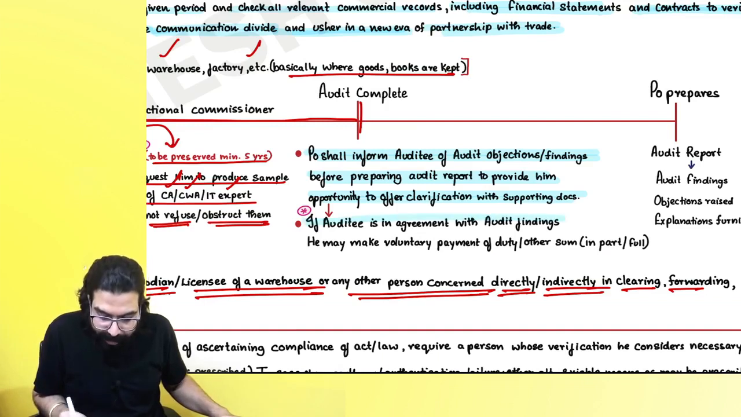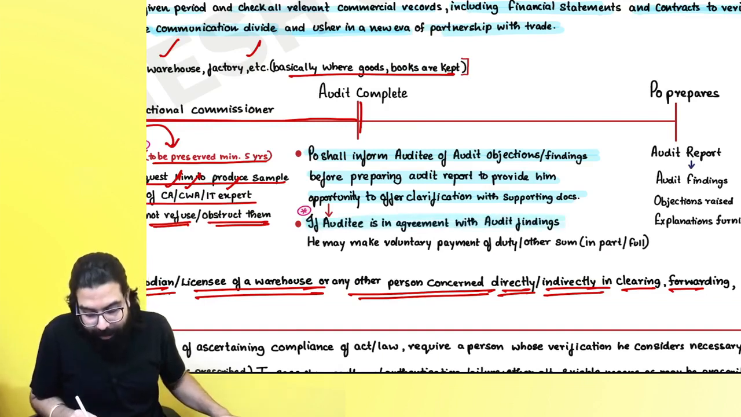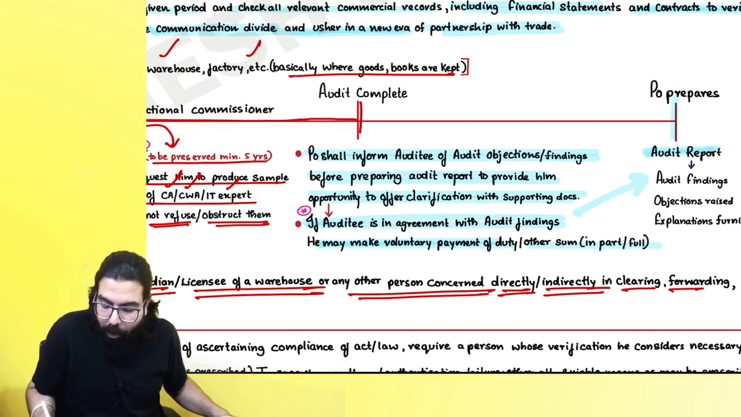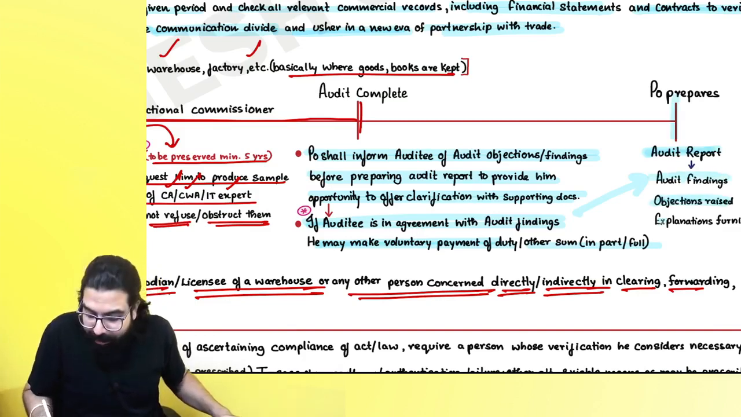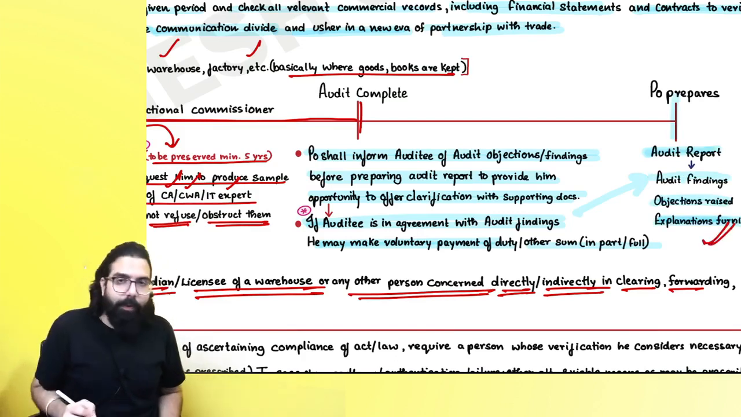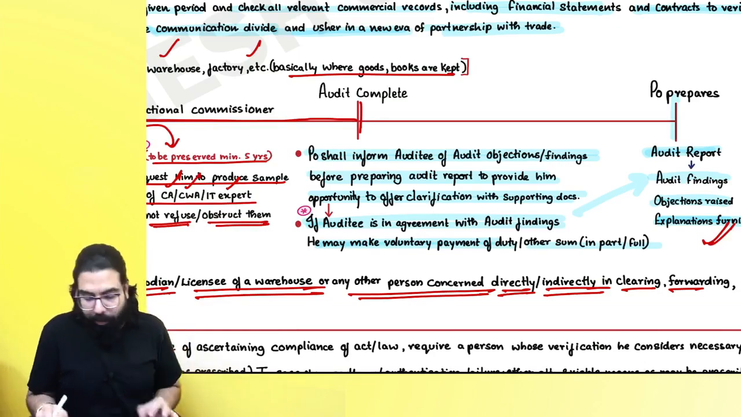Now, if the auditee is in agreement with the audit findings and you make a voluntary payment of the duty or any other sum, in part or full, whatever you do, he will now prepare the audit report, where in the audit findings he will record these are the objections I raised, this was the explanation which was given, all these details in the audit report prepared by him.